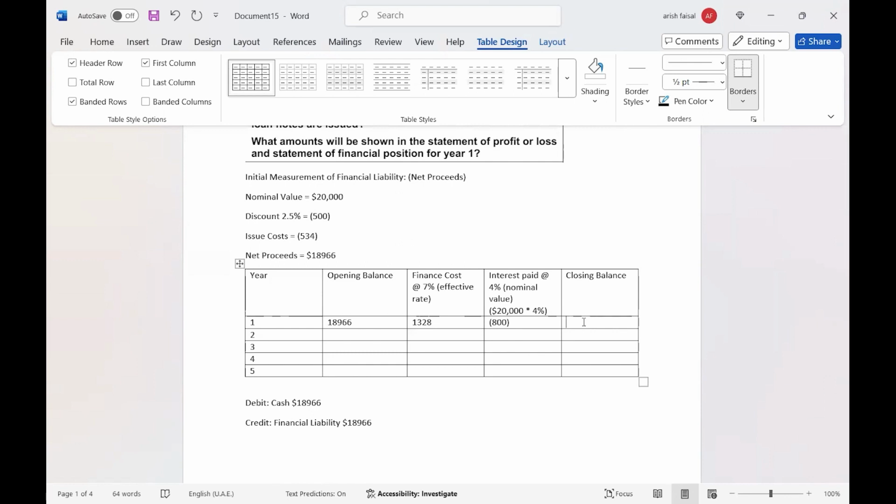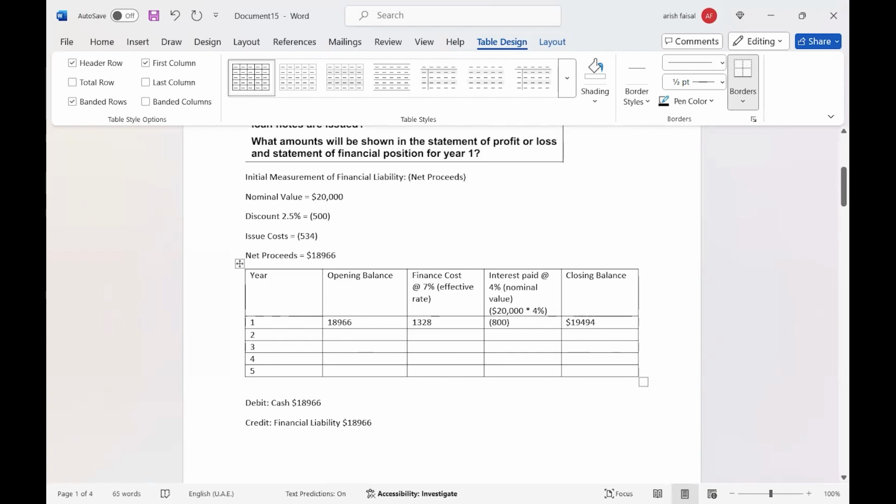So the total closing balance will be, you will take your opening, which is 18966 plus 1328, and then minus 800. So you will get 19494. That's going to be the closing balance.